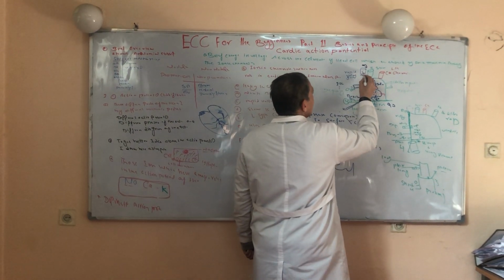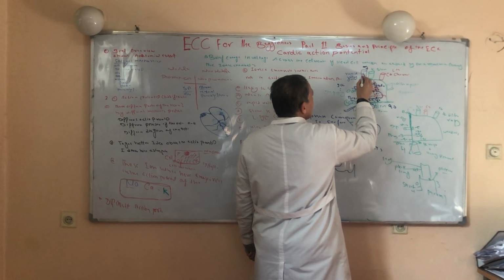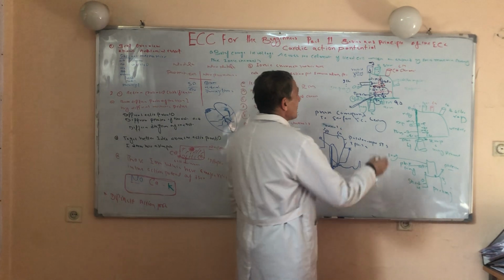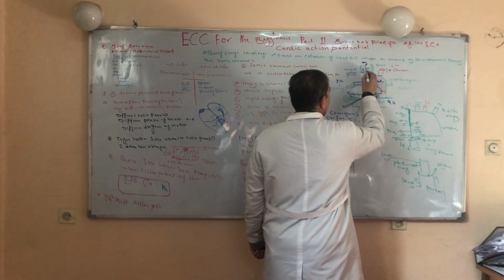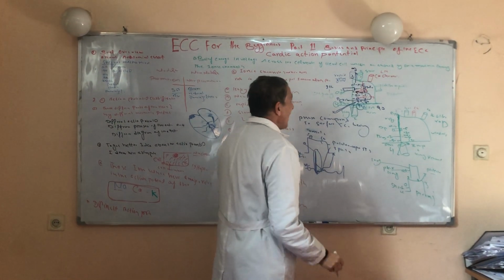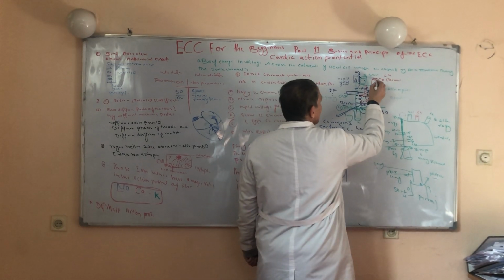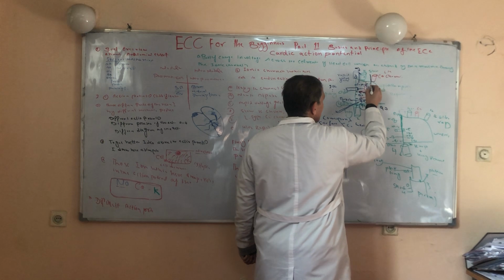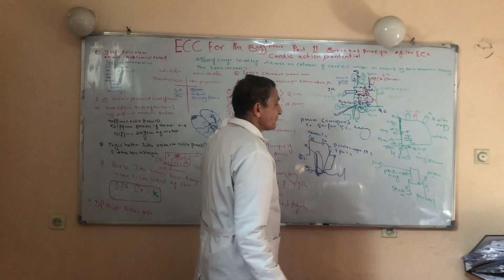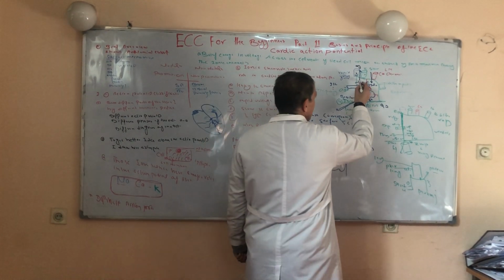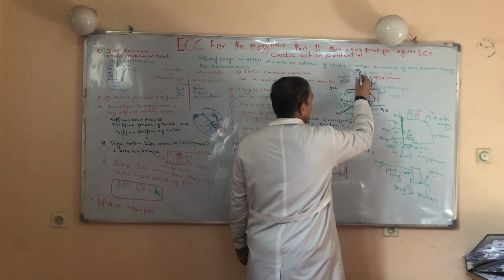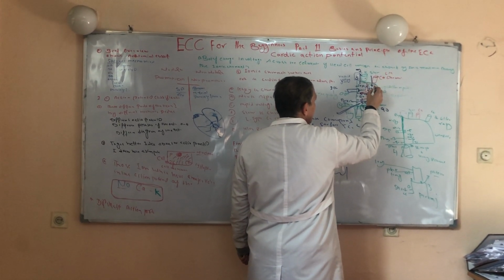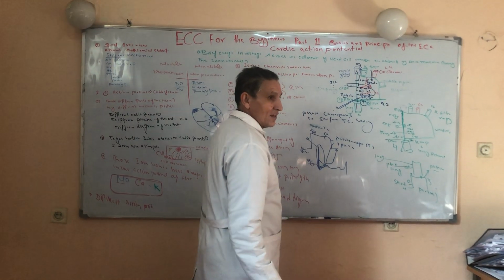Once this cell is depolarized, the rapid voltage gated channel leads to the opening of the potassium channel, and potassium is going from inside the cell to the outside. At the same time, the L-type calcium channel is also opening, and calcium is coming from outside the cell into the inside. Now the amount of potassium going out of the cell and the amount of calcium coming into the cell are equal.